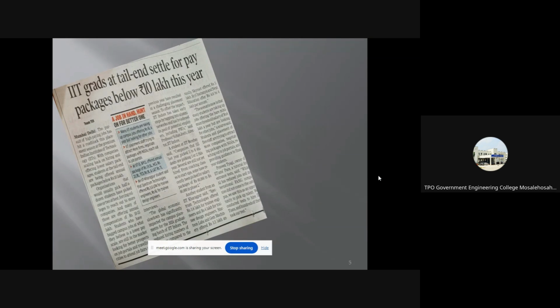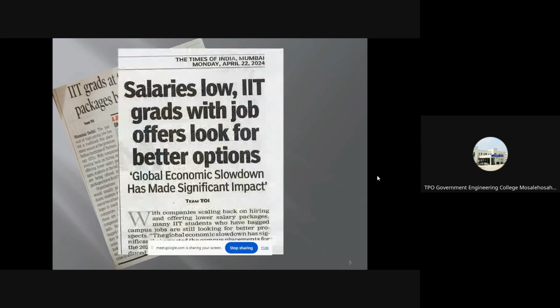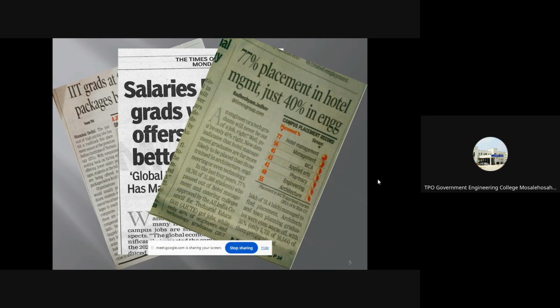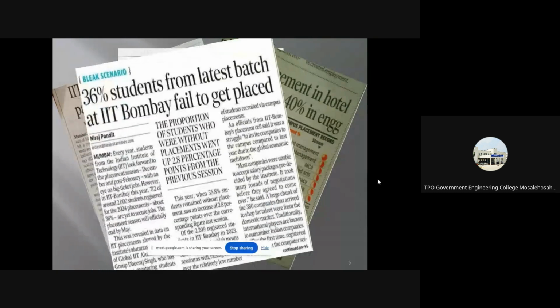But what is happening right now? We have seen that IIT graduates are settling for very low packages, which is against their expectations. They look for better options, and the reason is the global economic slowdown. Most of the placement, for example 77%, is happening in hotel management and just 40% in engineering. And finally, what made big headlines: 36% of students from the latest batch, that is the previous year, at IIT Bombay failed to get placements.